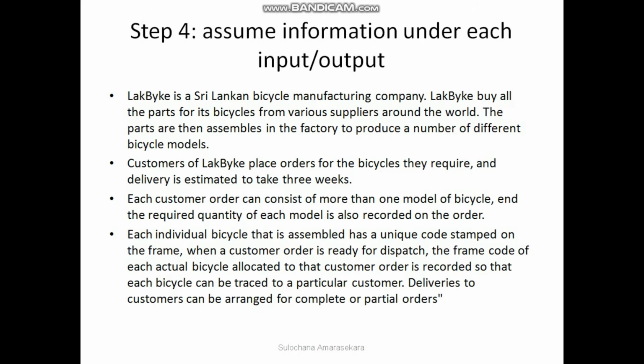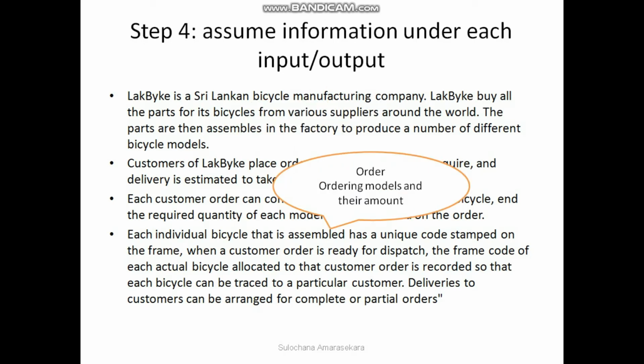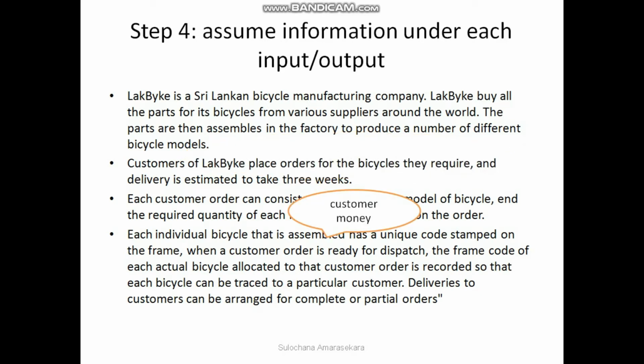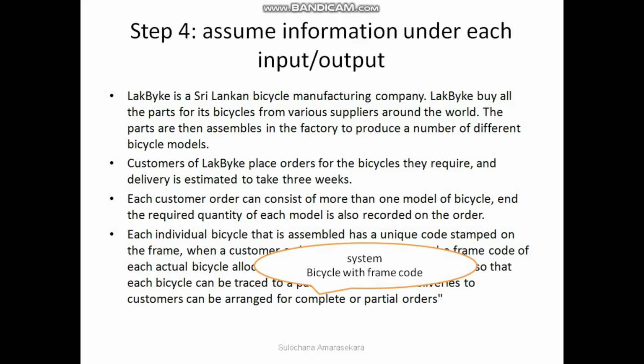Step 4. Now we are going to find the sharing item within each connection. First, supplier and system share parts as an input. Then system and supplier share money as an output. Customer and system share the order with required model numbers and their amount. According to the order, system and customer share delivery information. According to the delivery information, customer and system share money. Finally, system and customer share the product.